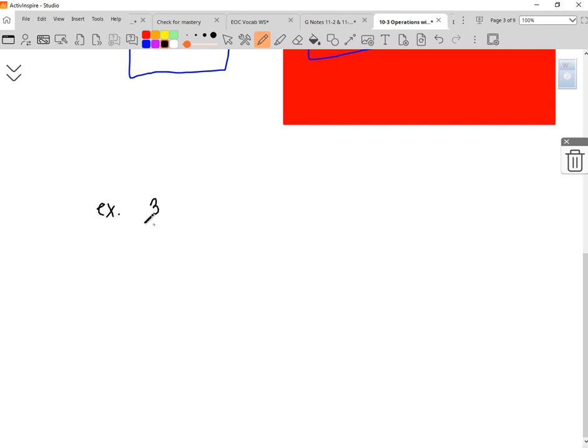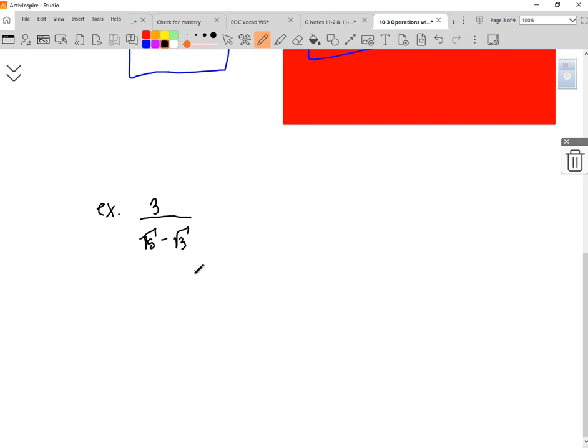Let's just say 3 over the square root of 5 minus 2 square root, no, actually, let's make it even simpler, minus the square root of 3. All right, so we have radicals in the denominator. In fact, of 2 terms, right? So the only way to get rid of this is to use that difference of squares concept.